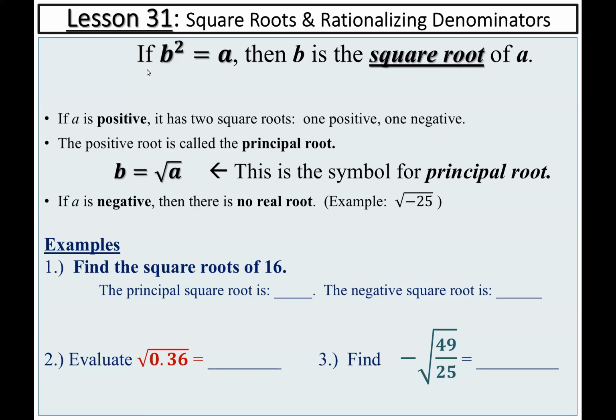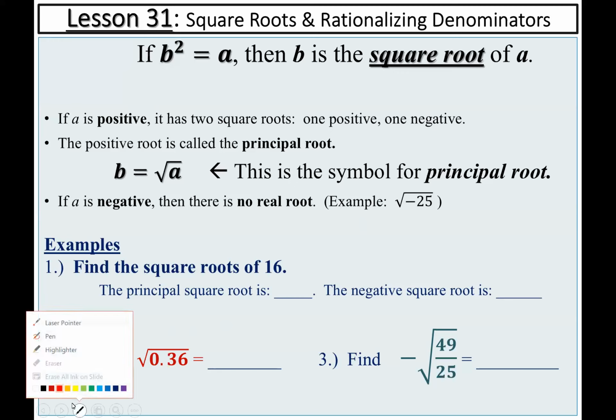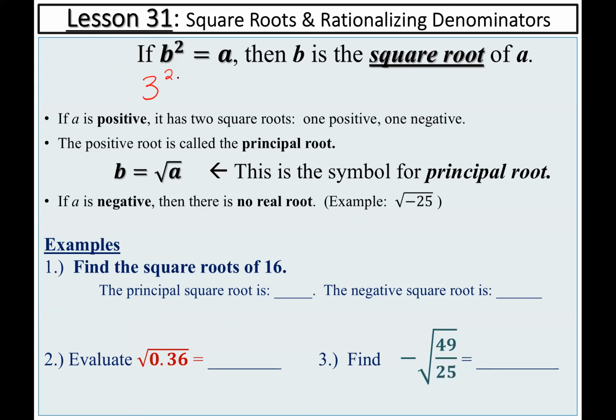It says, if b squared equals a, then b is the square root of a. So just a quick example for what we're talking about here. I'll use the example of 3 squared. So if 3 squared equals 9, which is true, because by the way, 3 times 3 is 9, then what we say is 3 is the square root of 9. But the thing is, there's actually more than one square root of 9.